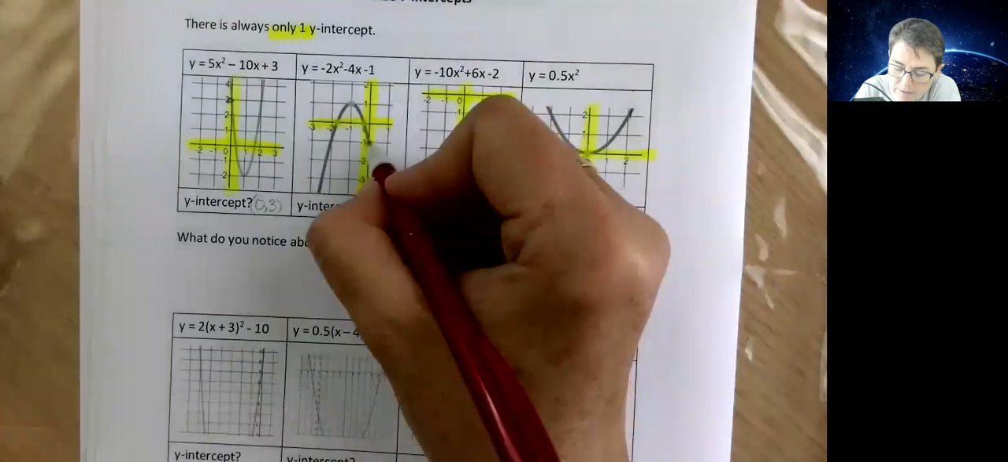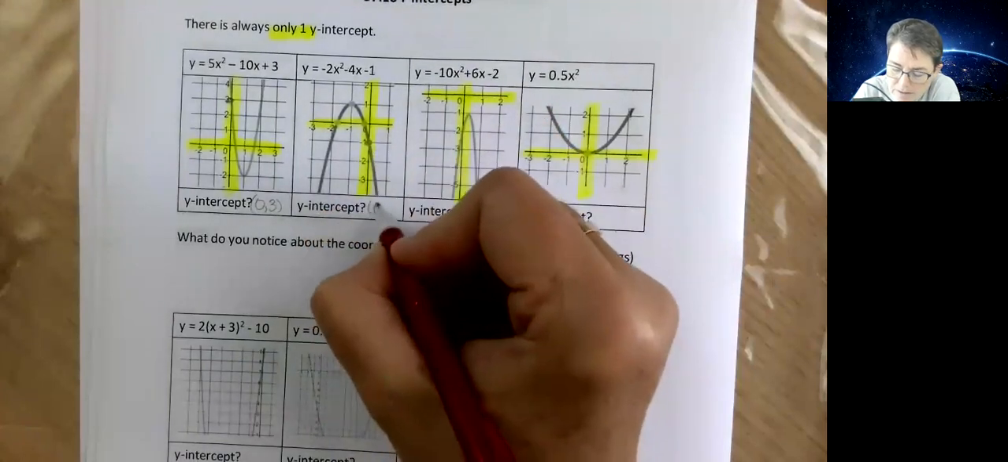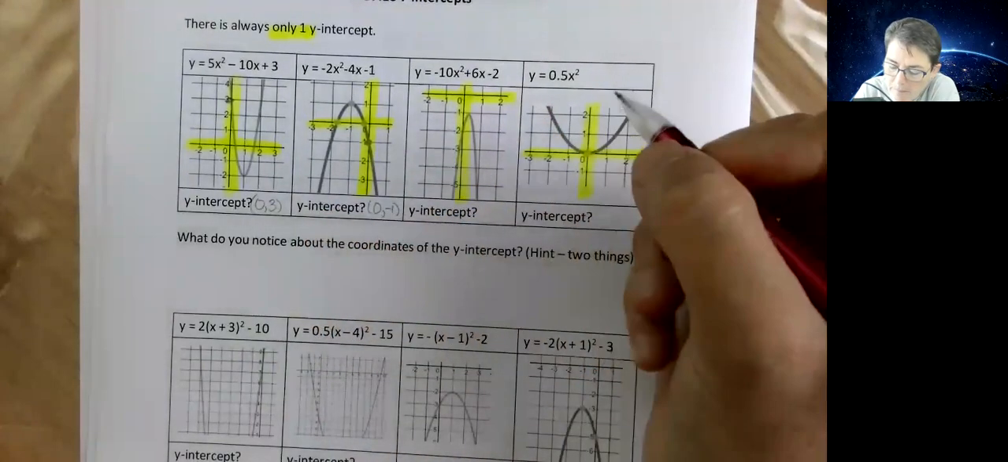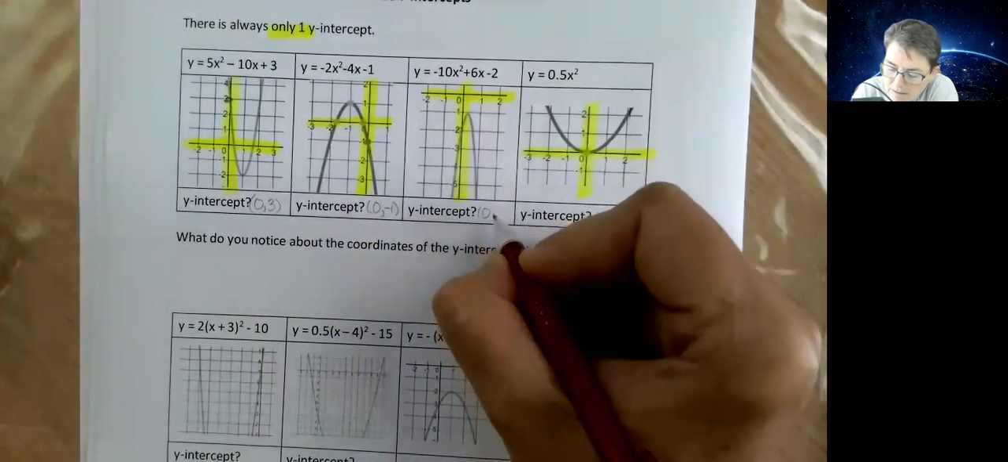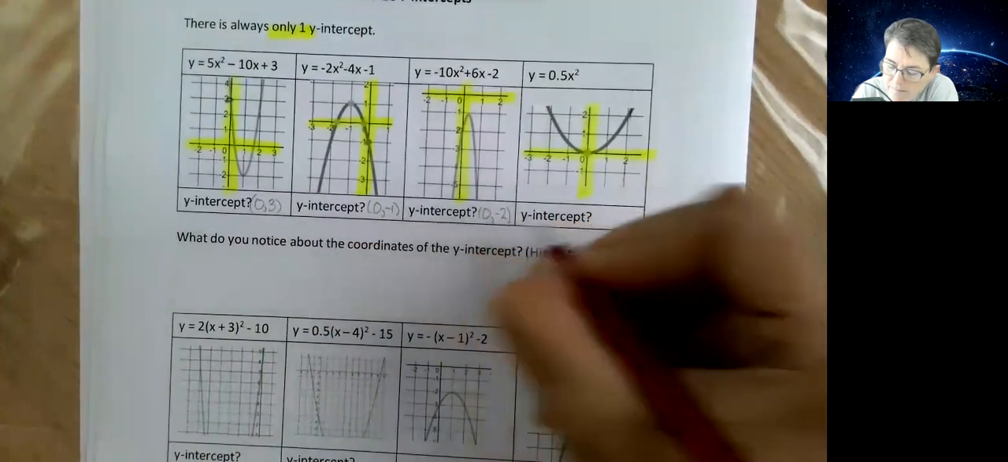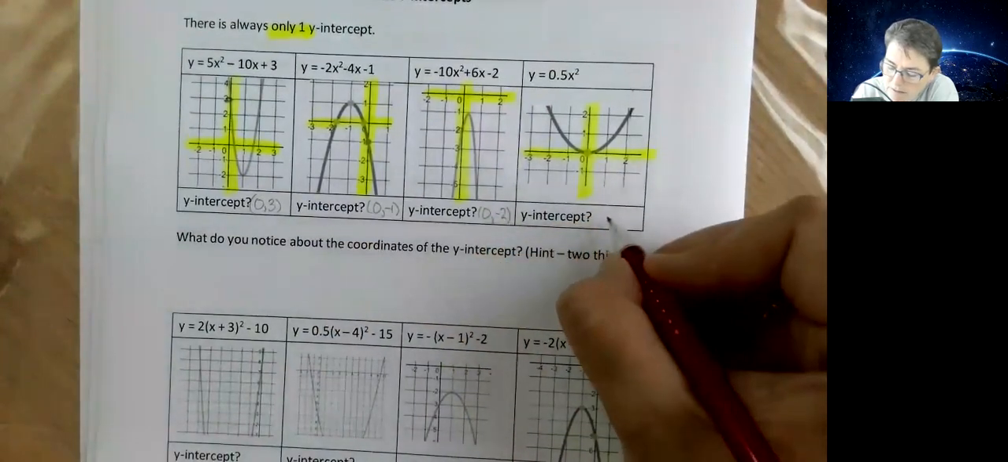All right, let's find this one. There it is. So that's going to be (0, -1). And there's that one. So that's going to be (0, -2). And this one, oh, looks like it's going to be (0, 0).